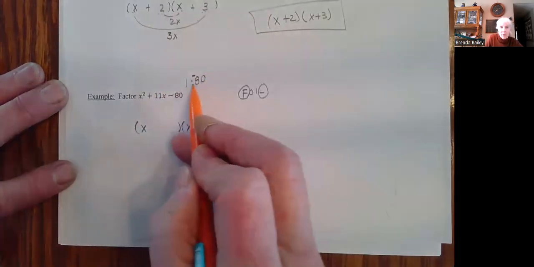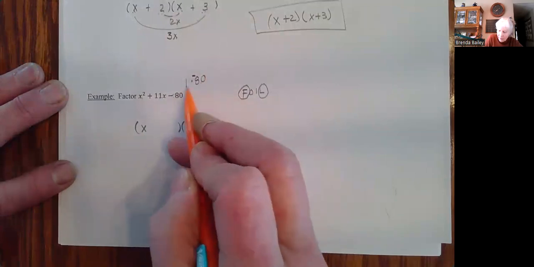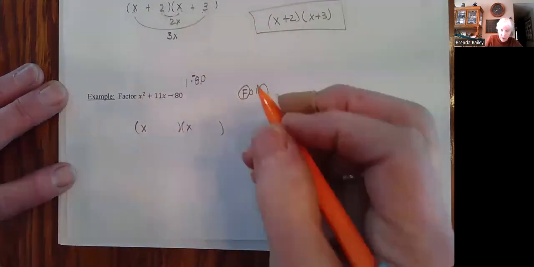One of them has to be negative. We don't know. But when you multiply, you get a negative 80. But when you add these, you get a negative 79, not 11. So let's try another one.